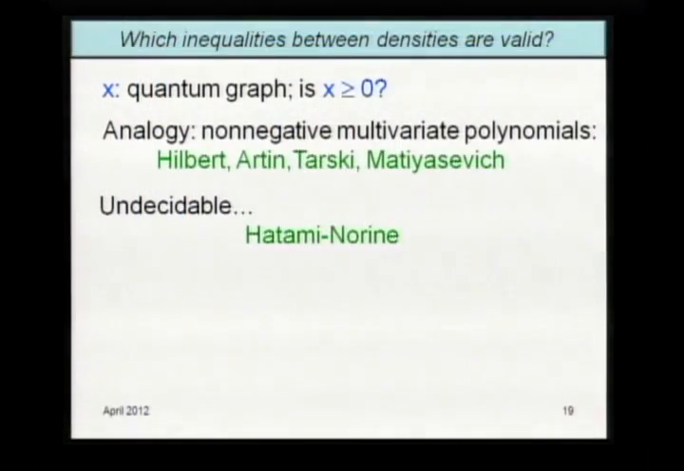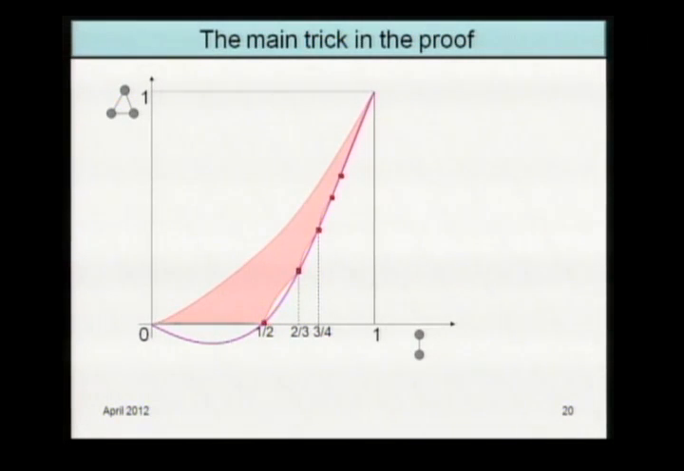Well, it's a beautiful theorem of Hatami and Norin, which says that it's undecidable. So it's more similar to the integral substitution of polynomials. So there's no algorithm to decide whether a linear inequality between subgraph densities is valid for all graphs or not. Now the Hatami-Norin proof is very, very pretty, and it connects nicely to what I said before.